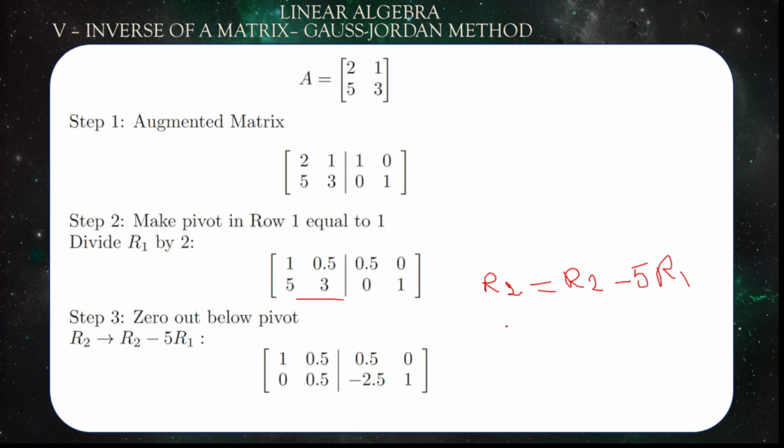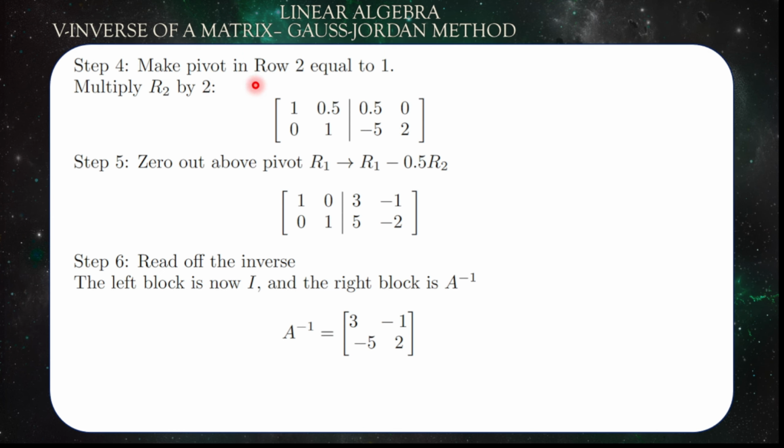In the second row you have 5, 3, 0, 1, minus 5 times this line: minus 5 times 1, then minus 5 times 0.5, then minus 5 times 0.5 again, and minus 5 times 0. You add them up, you get 0, 0.5, minus 2.5, 1.